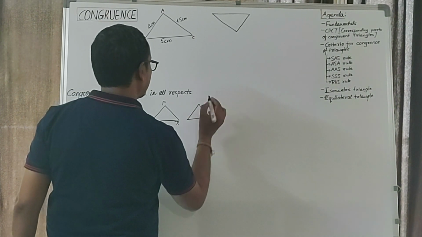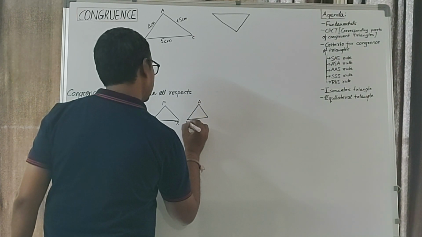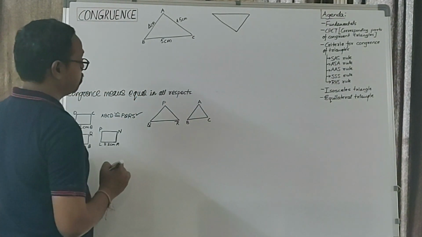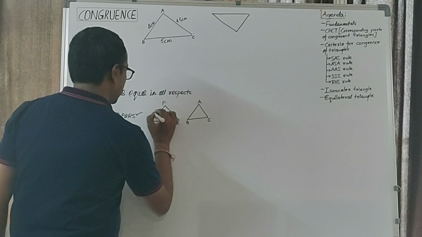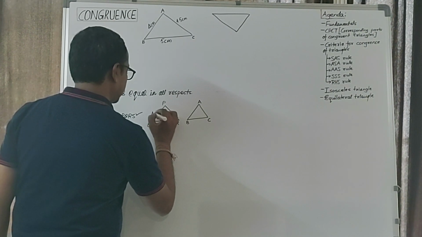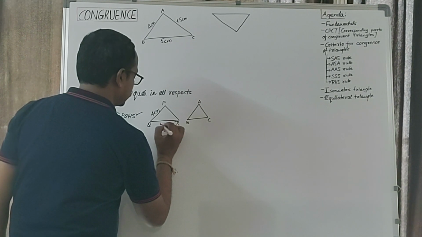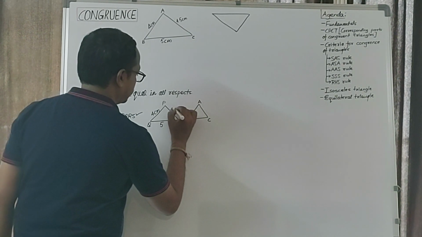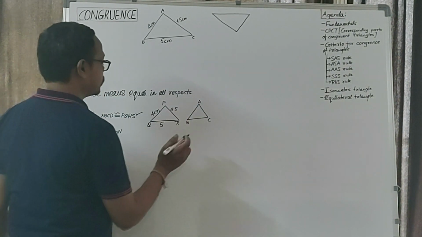PQR, and this is ABC. The length of PQ is, say, 4 centimeter. It is 4 centimeter, and it is 5 centimeter, and it is 4.5 centimeter. I am not writing cm because this space is very less here.